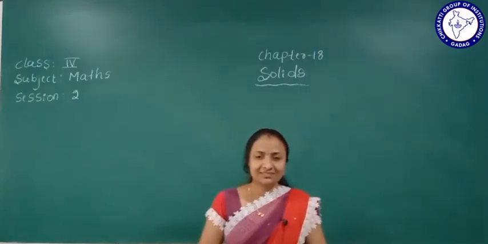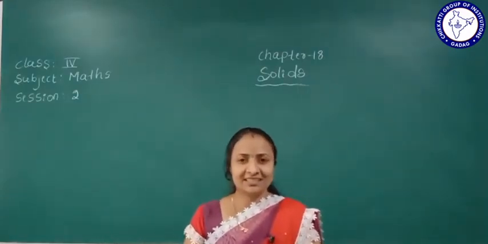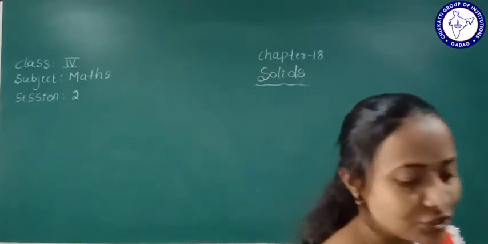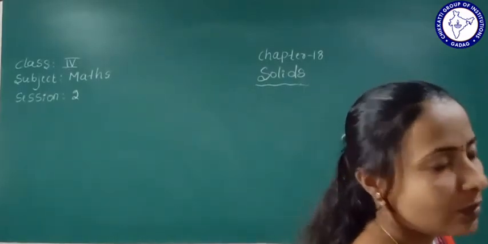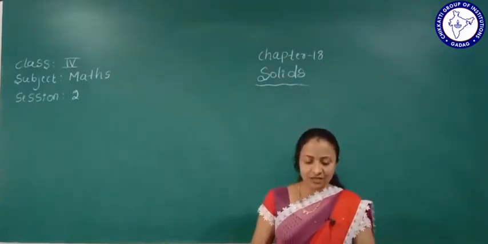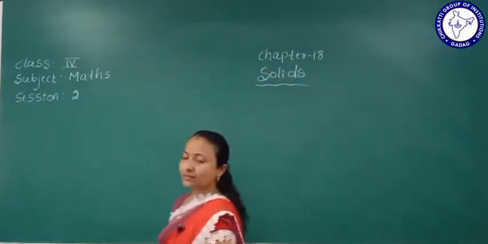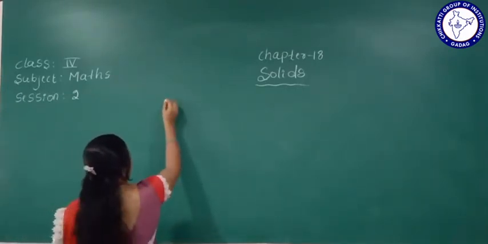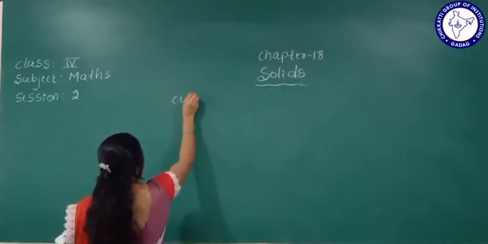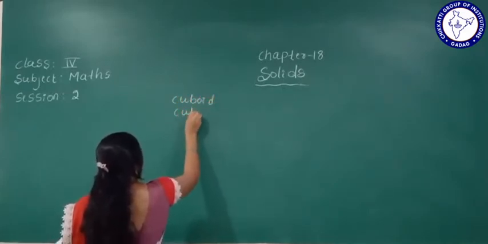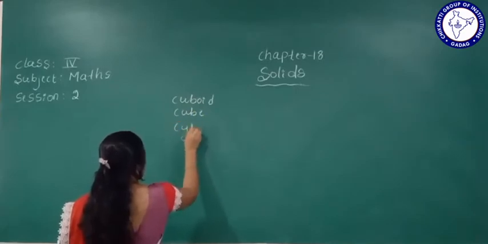Welcome back, children. Yes, today we'll continue this lesson, that is solids. This is session 2. In the first session you already learnt cuboid, cube and also cylinder. So these three you already learnt in the first session. Which are those? That is cuboid, cube and cylinder.